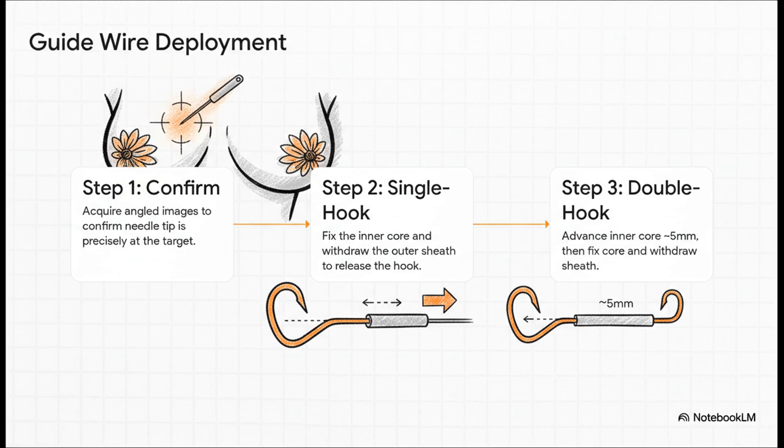For a single hook wire, it's simple. Hold that inner core steady and pull back the outer sheath. But for a double hook wire, it's a 2-step process. First, you advance the inner core about 5 millimeters to deploy that distal hook, confirm your position, then you hold the core steady and withdraw the sheath to deploy the proximal hook. If you mix these up, you're going to get improper anchoring, period. And this distinction, single versus double hook deployment, is something you absolutely have to communicate clearly to the surgeon.